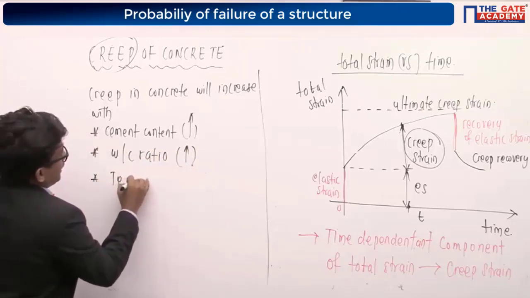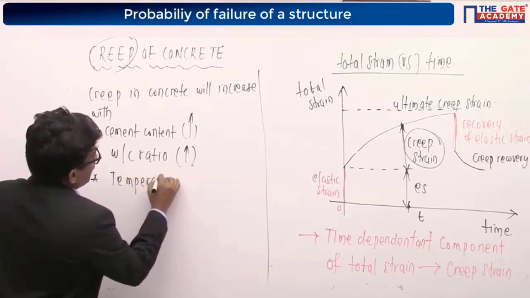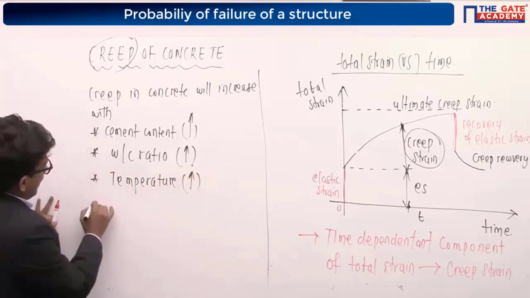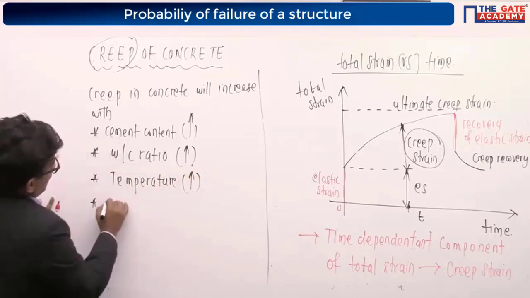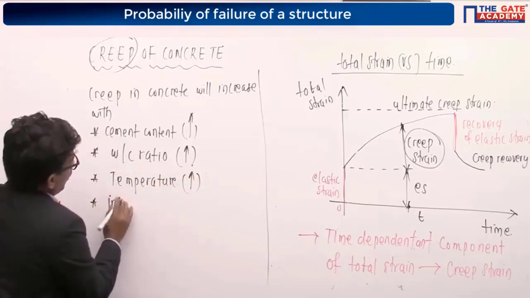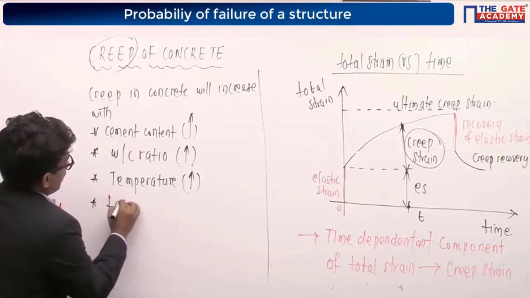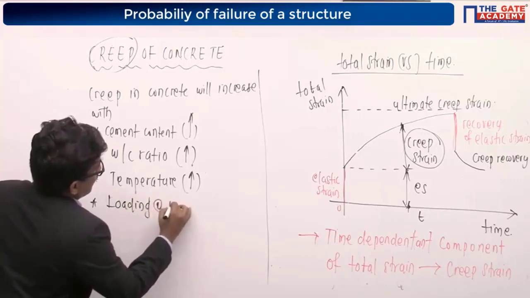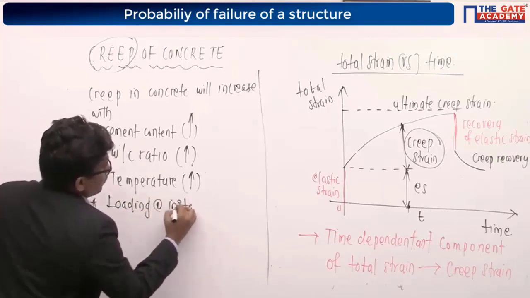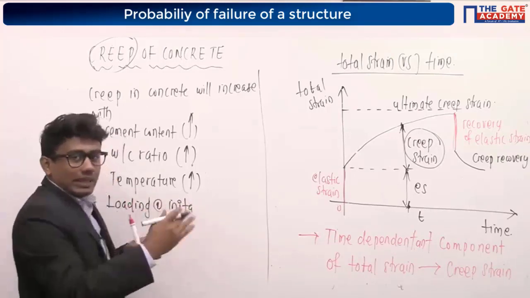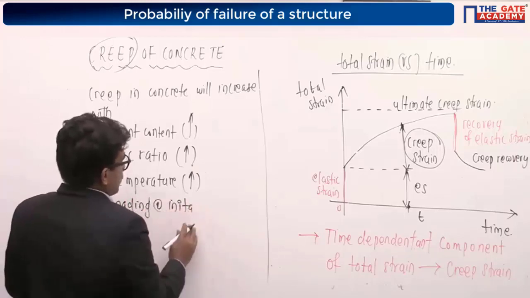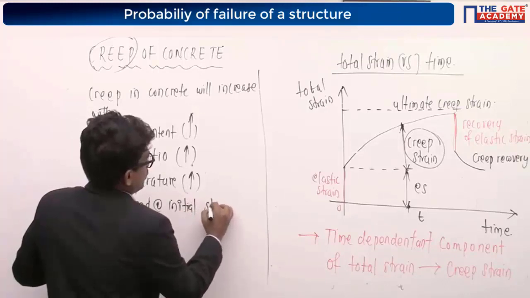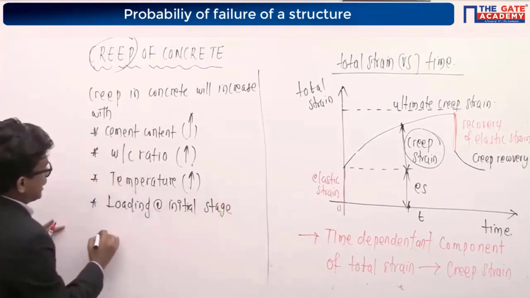It depends upon temperature. If the temperature is more, creep will be more. And it depends upon initial loading, or loading at the initial stage. It will occur when the loading is given at the initial stage of the concrete. Before concrete attains its complete strength, if you are applying the load, there is more possibility of getting creep.